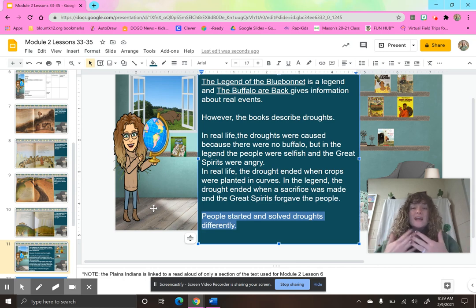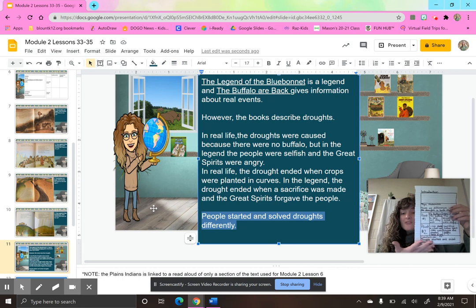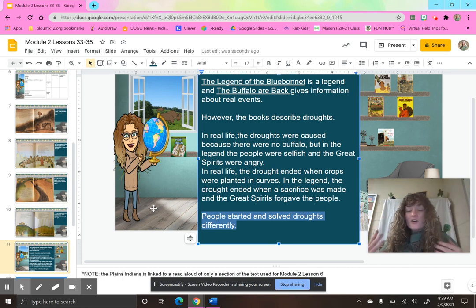Smarties, if you are in my class, I need you to send me a picture of your finished organizer. Okay, remember, we are doing this to help us figure out how to use the text to find similarities and differences about similar events.